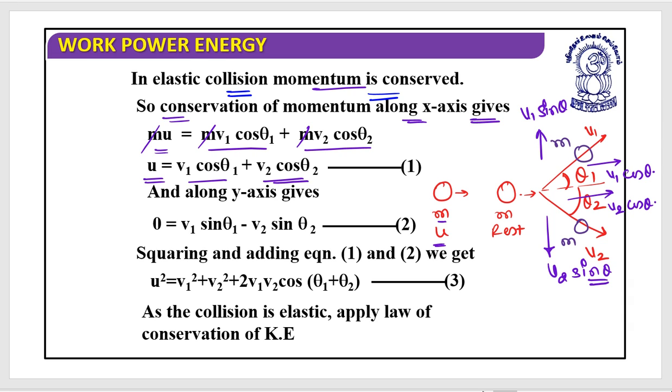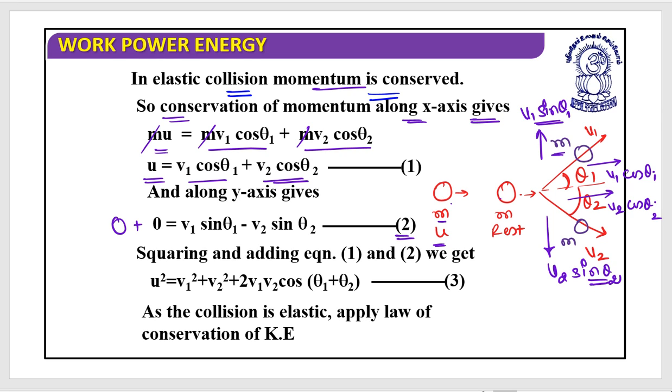Now along the y-axis, you will observe that initially I am not having any motion in the y-axis. So we can write 0 plus 0 is equal to, in this direction, m into v1 into sin theta 1 minus m into v2 into sin theta 2. This is theta 1 and theta 2, sorry. So v1 sin theta 1 minus v2 sin theta 2 would be equal to 0, and this is my relation 2. I hope this is clear.